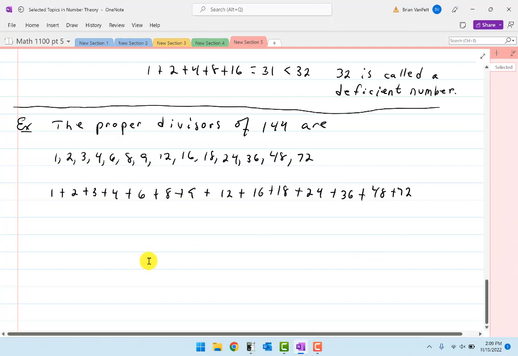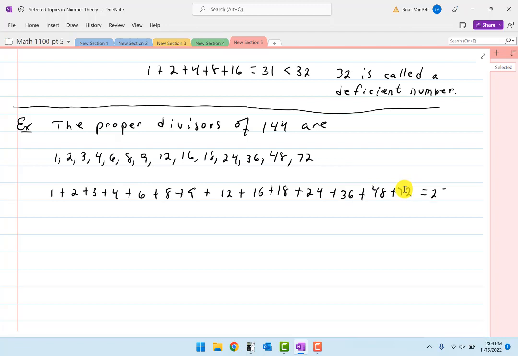Let's see how much this all adds up to be. 1 plus 2 is 3, plus 3 is 6, 10, 16, 24, 33, 45, 61, 79, 103, 139, 187, 259. Now in this case we have 259 is greater than the original number. So 144 is called an abundant number.